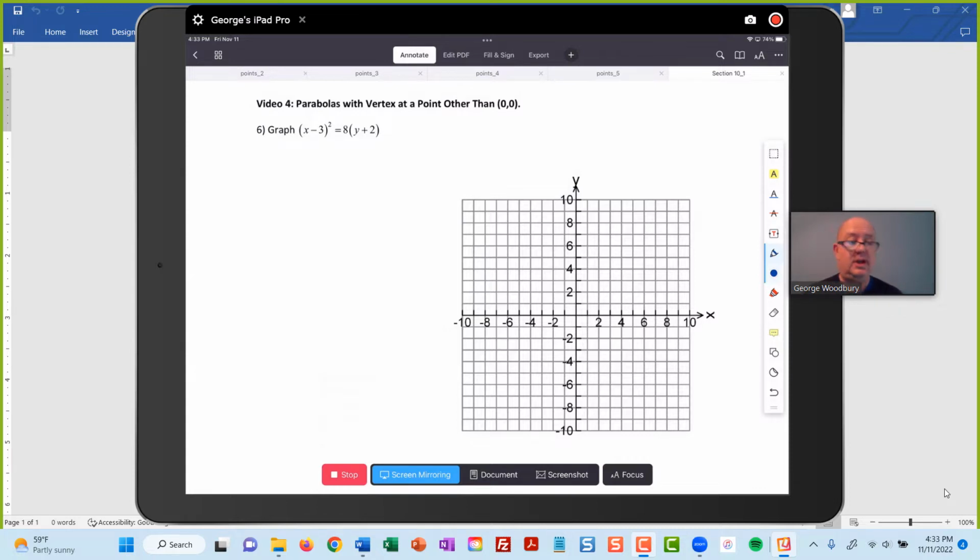So the first thing I'm looking for is, do I have x squared, which means it's going to open up or down, or do I have y squared, which means it's going to open left or right? And here I've got x squared. So the format for these equations is going to be x minus h quantity squared equals 4p times y minus k. The vertex will be at (h, k).